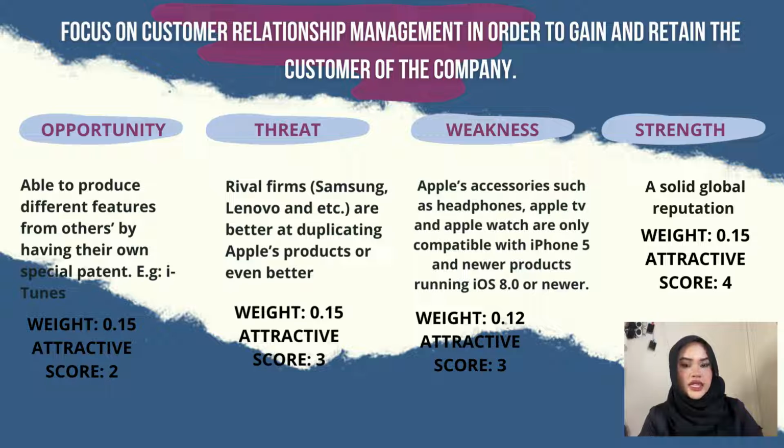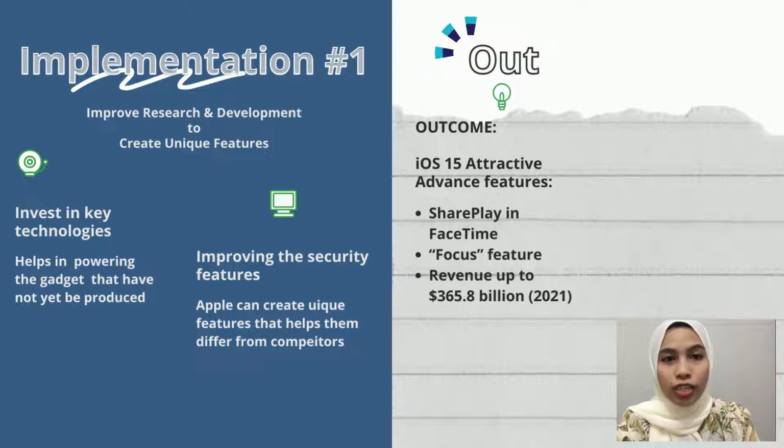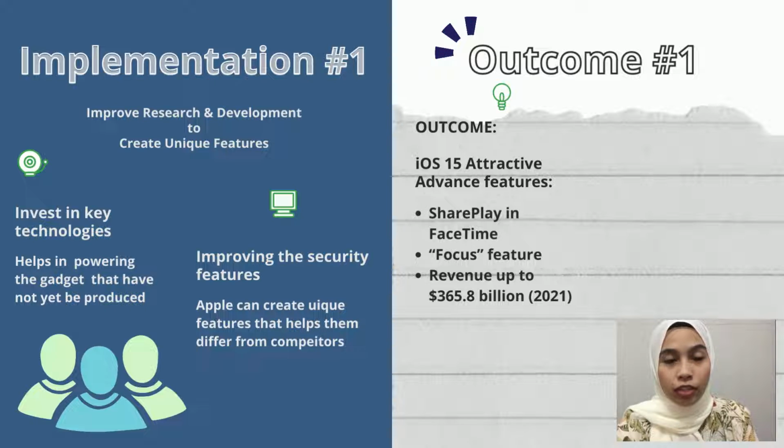As shown in the slide above, this is a given example of the variety of key factors that are affected by the strategy of focusing on customer relationship management in order to gain and retain customers. The first strategy is improving the security features.